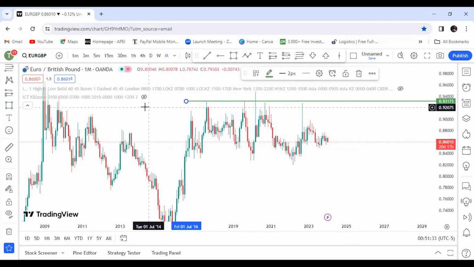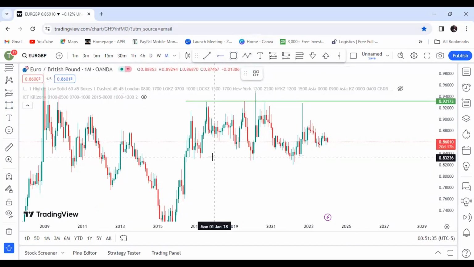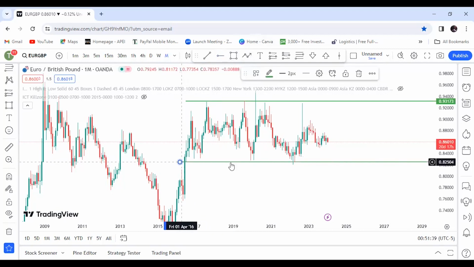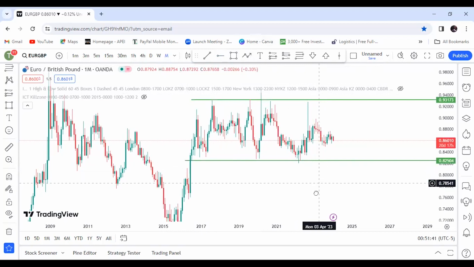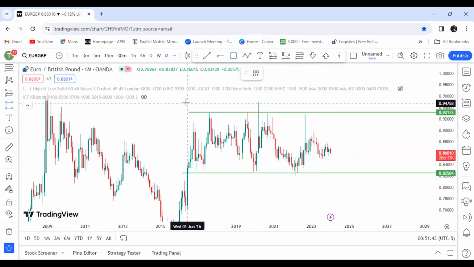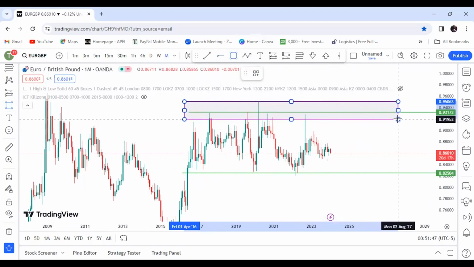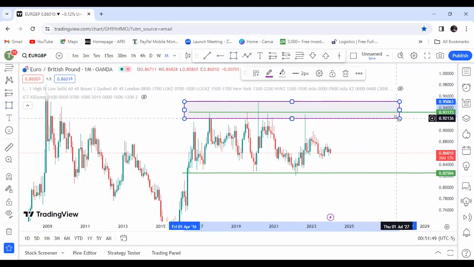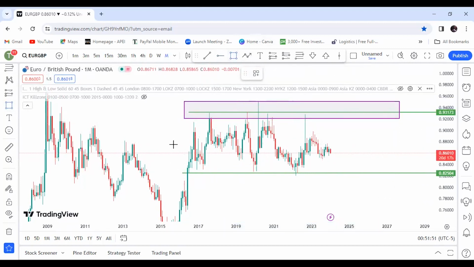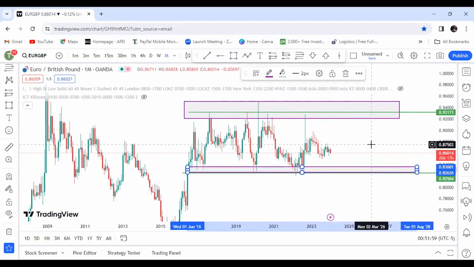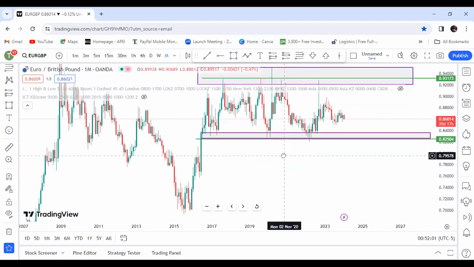So I want to have that particular level at that point, and also we have another key level here. Remember, we said these are just zones and not exact numbers. So we can use rectangles to show that indeed these are zones and not just exact numbers. Those are key levels from the monthly time frame.